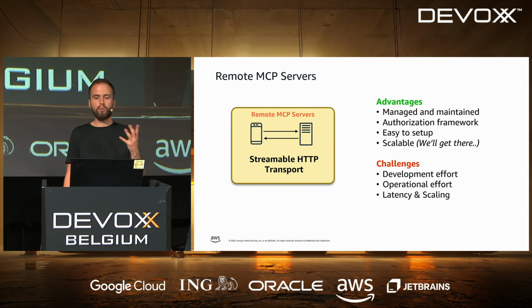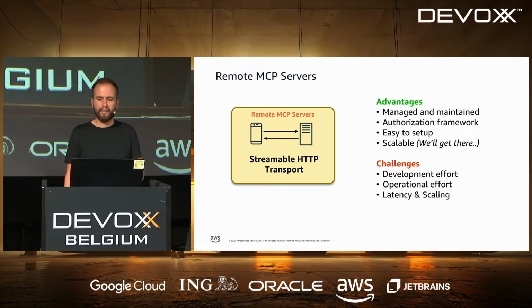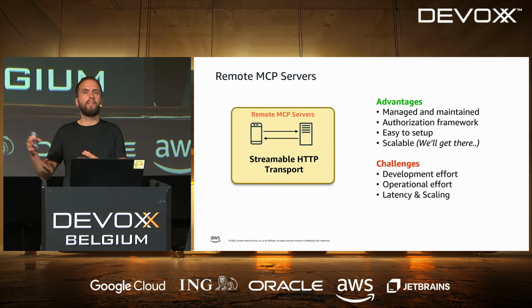Or you can obviously make the server public. Now to recap, we see the remote MCP servers are now managed and maintained. So the provider really provides this capability. We have an authorization framework, they are easy to set up, and they are scalable, right? To some extent. We will get there in a second. So the challenges are, now you have this authorization framework, you have operational responsibilities. So you need to take care of a lot of those things. And obviously latency now becomes a problem as well.